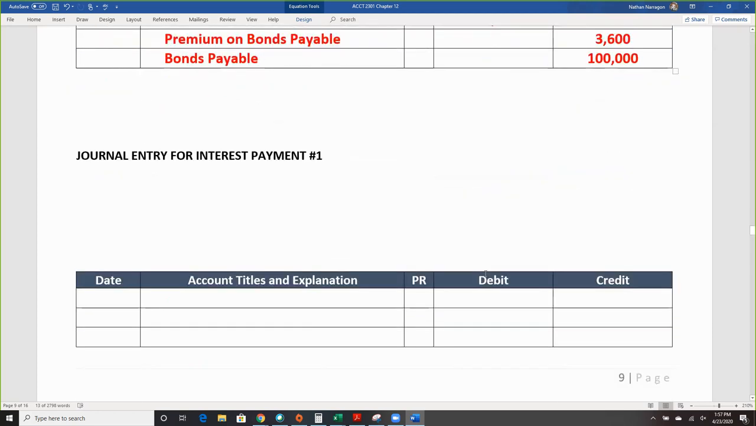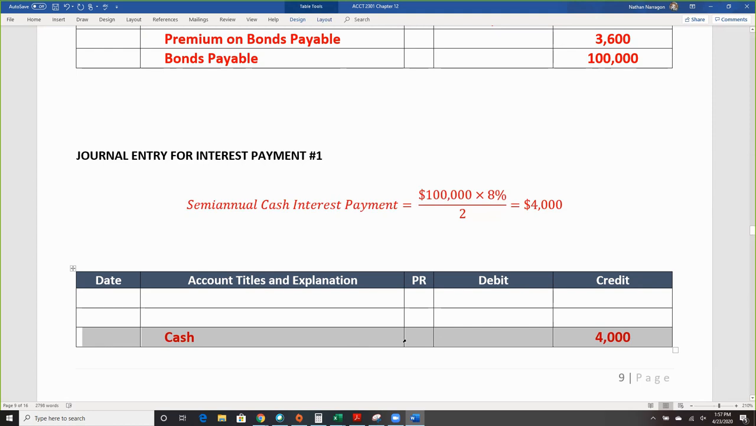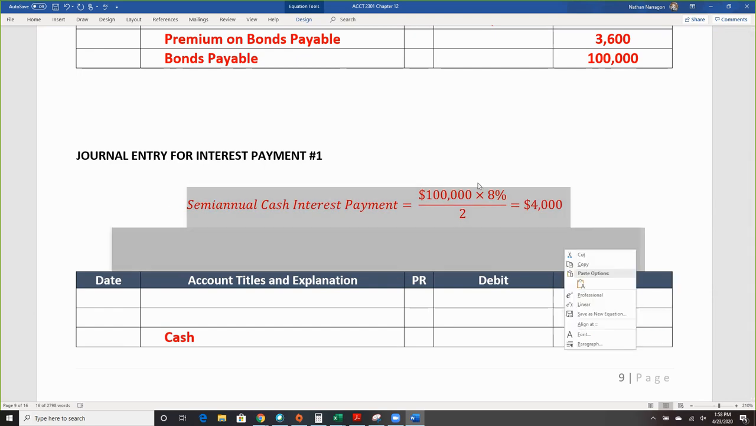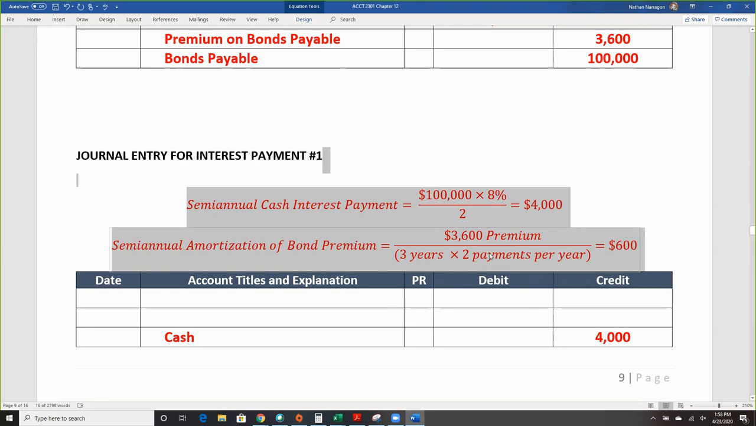So when we figure out the interest payment, again, we always figure out the cash payment first, which is still basically the same procedure: the par value times the rate divided by how many times we pay during the year, which is typically 2, so it's still 4,000. Next, we would amortize the premium, same way we did with the discount. So there's our 3,600 premium divided by 3 years times 2 payments per year. So what's that? Again, 600.